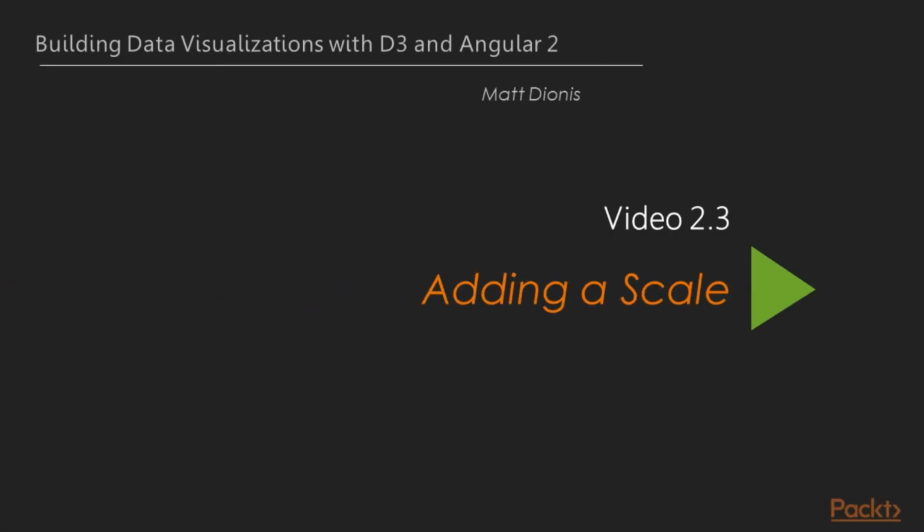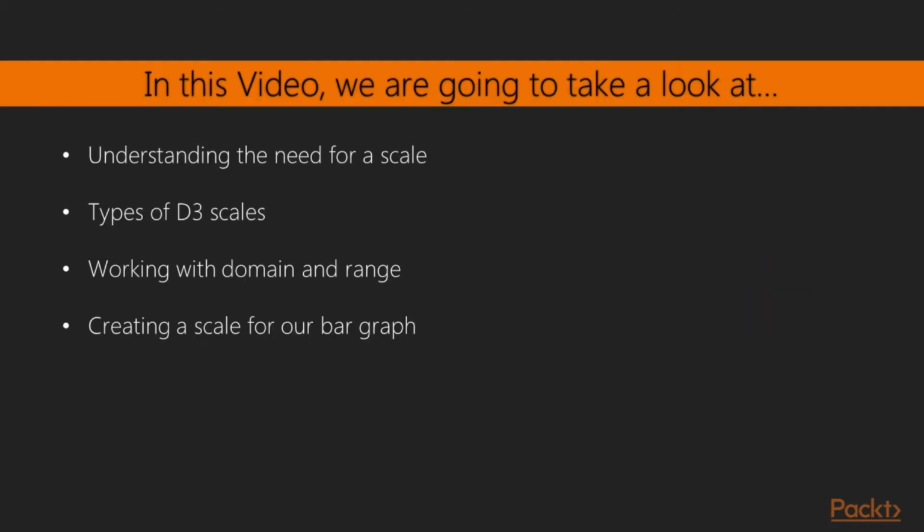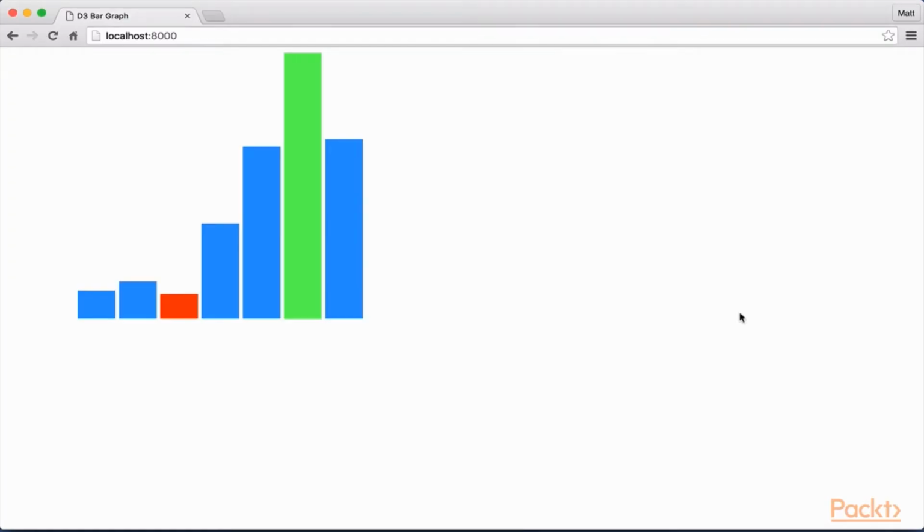Welcome to the third video of Harnessing the Power of D3, where we will be adding a scale to our bar graph. In this video, we will update our salesdata.json file to illustrate the need for a scale. We will then discuss several different types of D3 scales. Finally, we will discuss the role of domain and range in a D3 scale and choose a scale to apply to our bar graph.